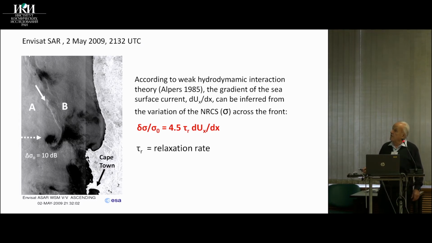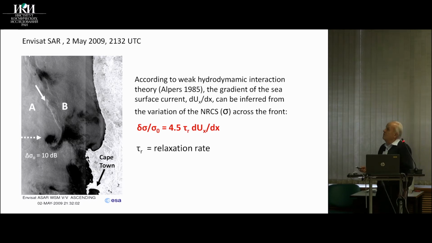So in this case, the reduction of the radar cross-section is about 10 dB, and if you look at the reduction between area B, in this case, it is only half a dB. And now, according to weak hydrodynamic interaction theory, the gradient of the sea surface current can be inferred from the variation of the radar cross-section across these fronts.